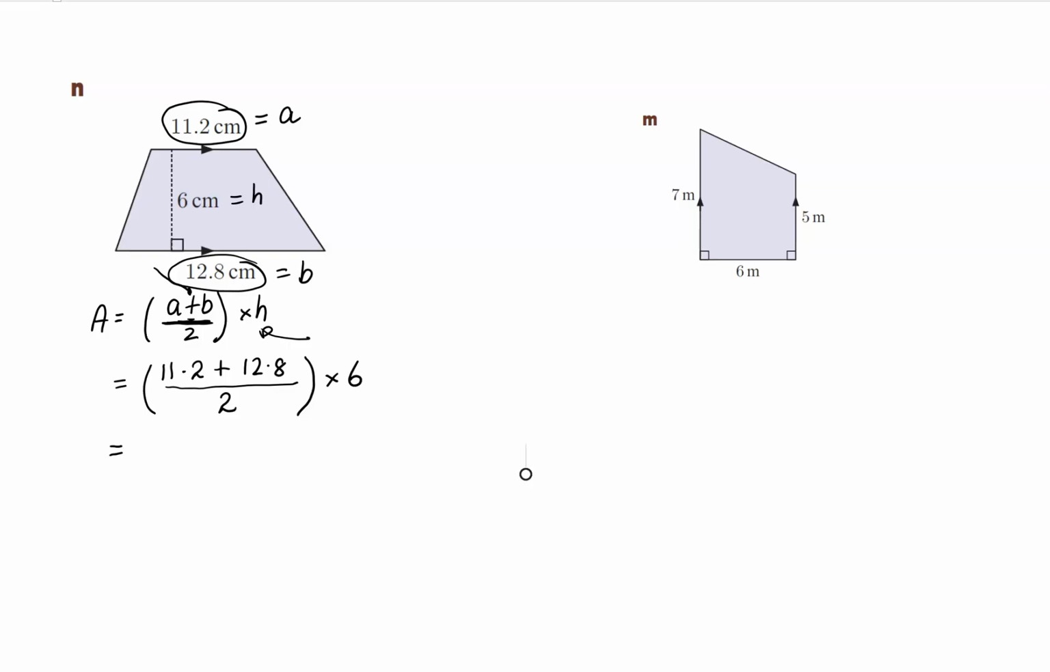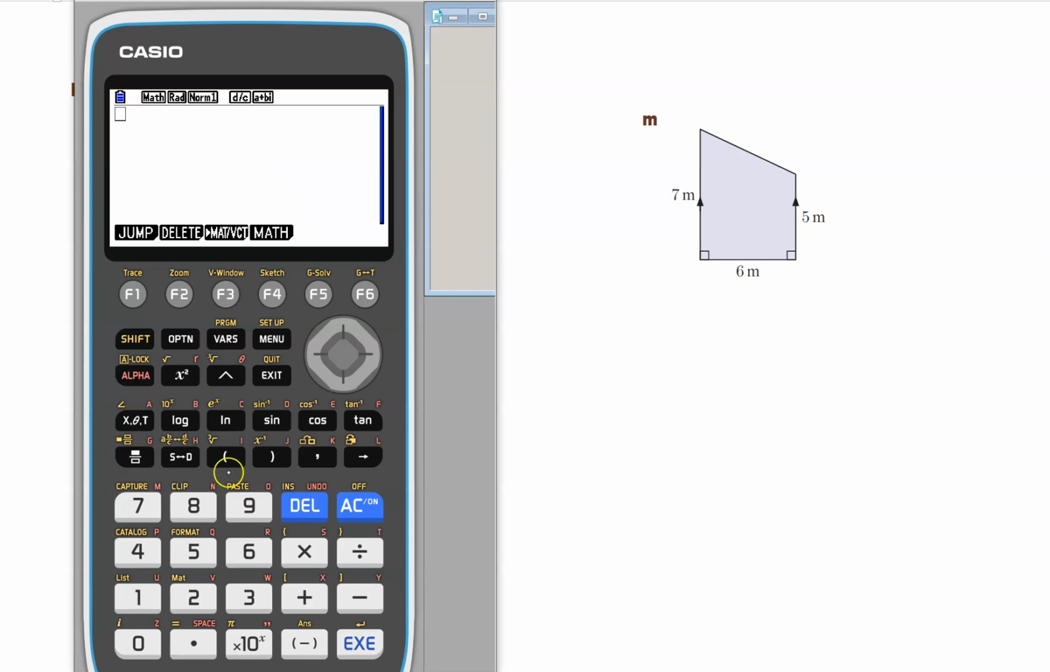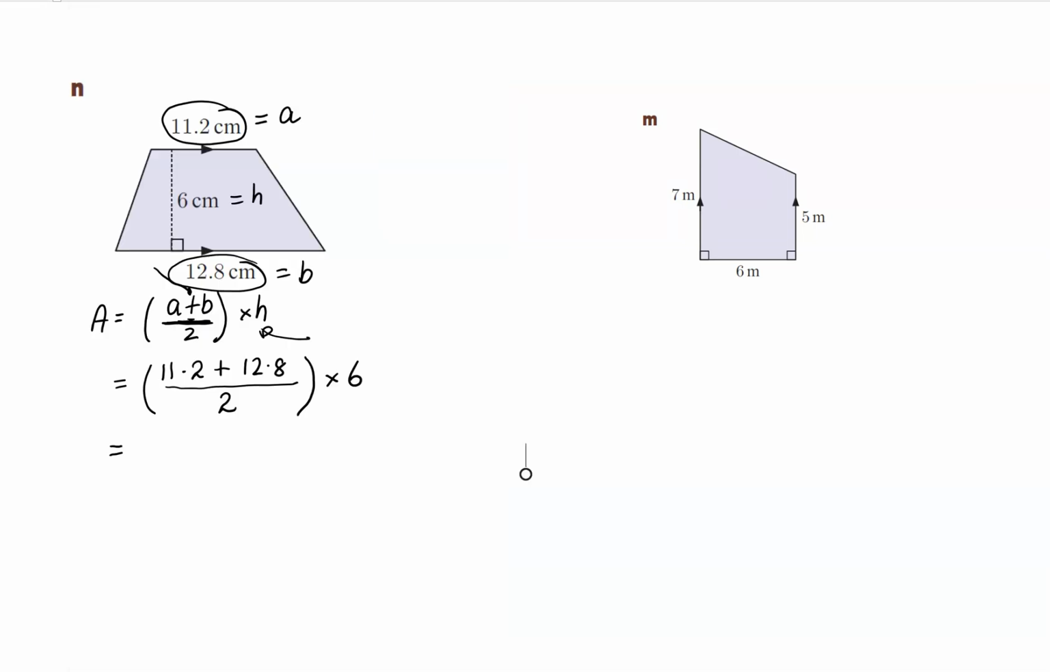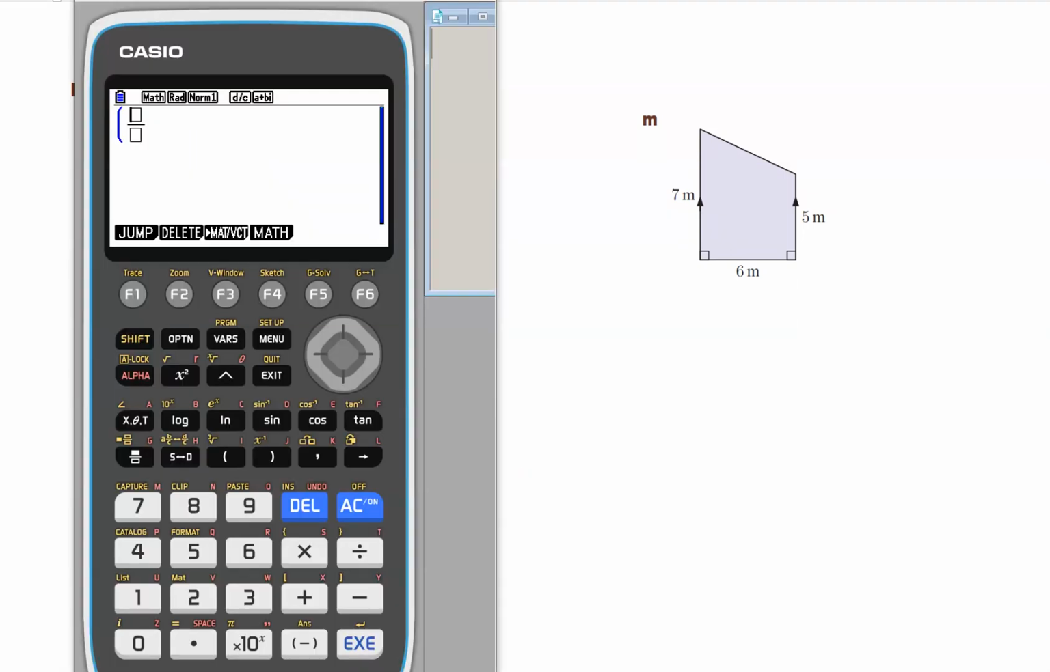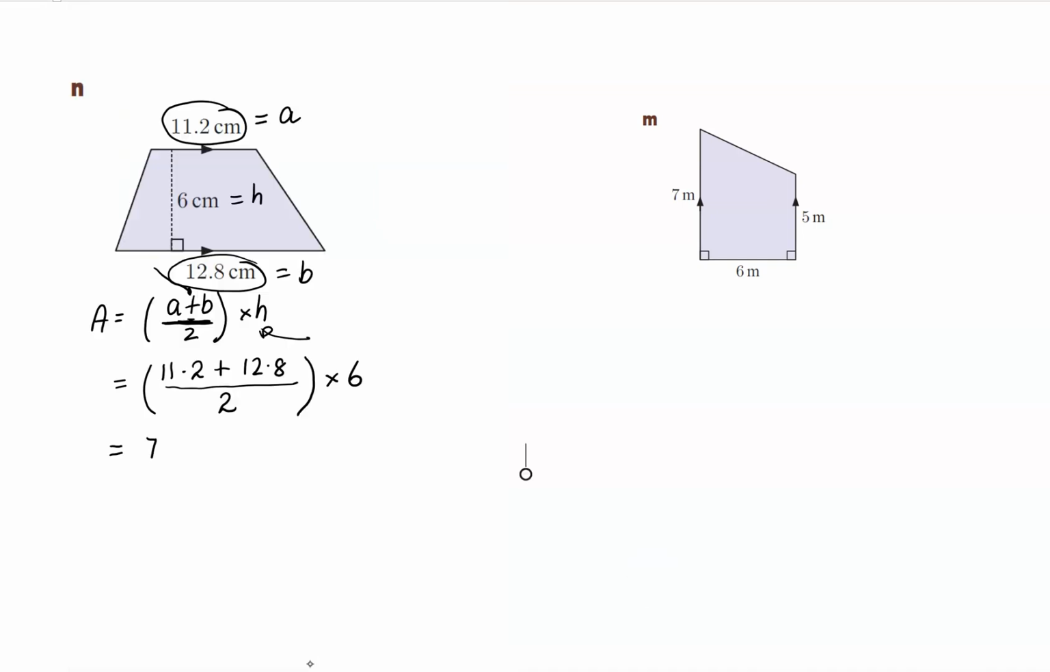So hopefully you can find your fraction button, and we just type in what we see. So we're going to push our fraction first. We'll put your brackets, right, fraction, and it was 11.2 plus 12.8. Use your arrow key. Yours is in the middle of your calculator, mine is to the side here, and then times by 6. Press enter. Right, so 72, and don't forget the unit squared.